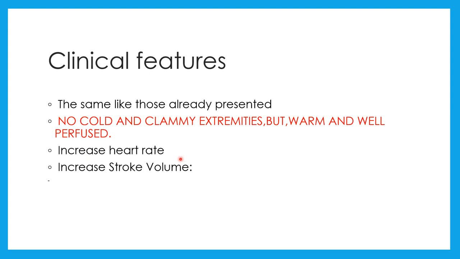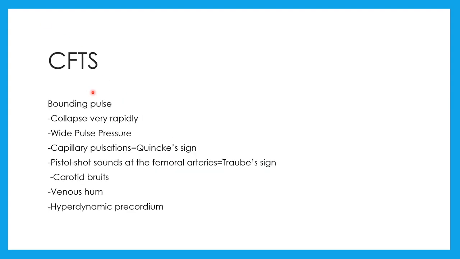The heart rate will be increased, the stroke volume will be increased. Remember, I've said high output heart failure will be in individuals with hyperdynamic state. So the pulse will be bounding, then can collapse very rapidly. There may be wide pulse pressure, capillary pulsations, pistol shot sign at the femoral arteries, carotid bruit, venous hum, and hyperdynamic precordium.